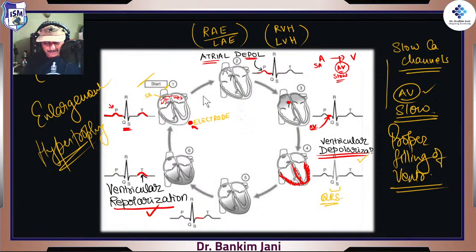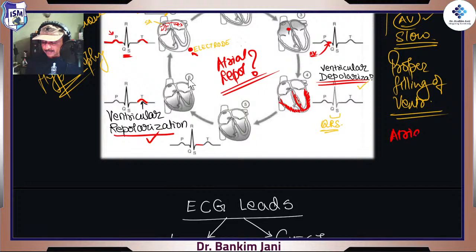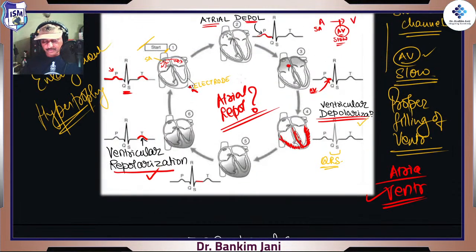But where is atrial repolarization? We have never said. Where is atrial repolarization? You would agree that when we talk about atria and ventricles, the ventricles are very big, very large, very huge. So obviously their current is also so high. We can see a marked difference between the current in the P wave and in the QRS complex. QRS is so high. So there would be atrial repolarization, but that atrial repolarization is here.